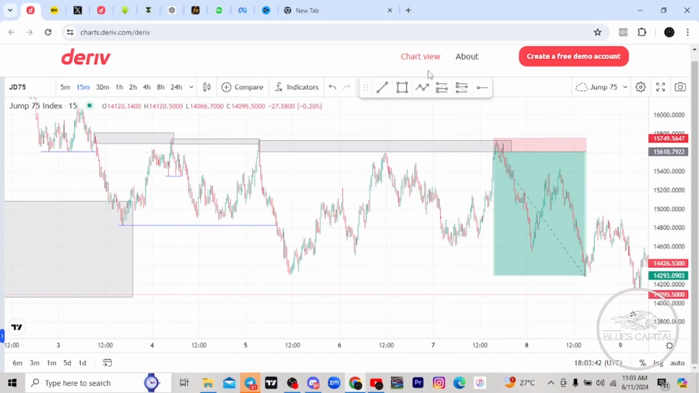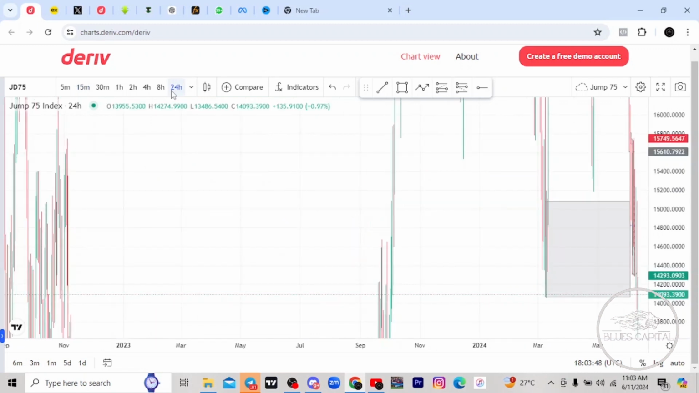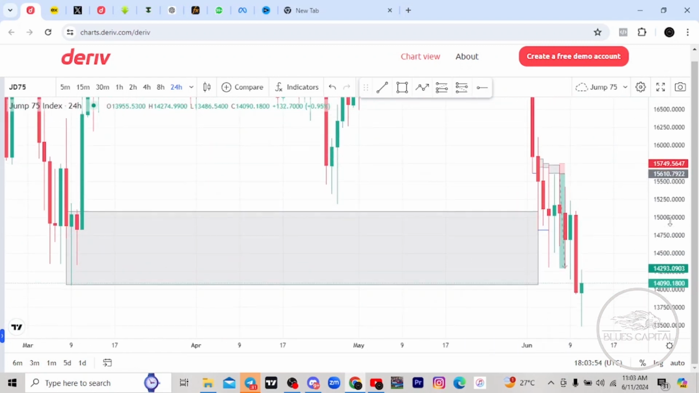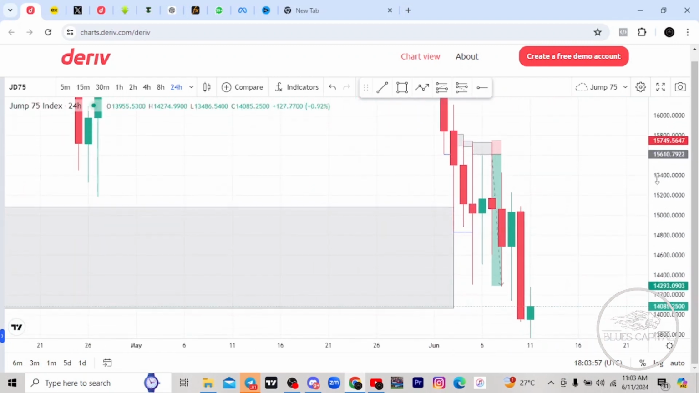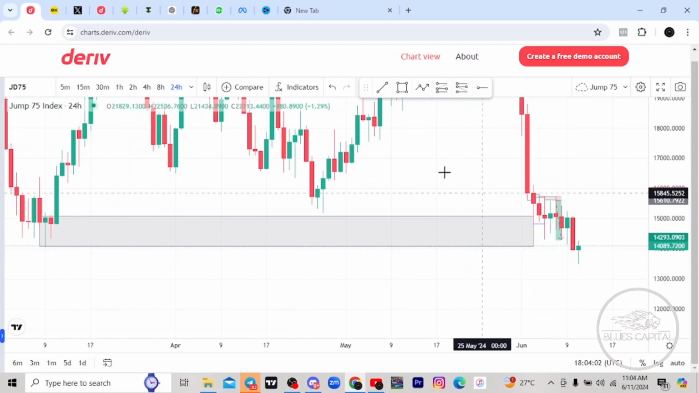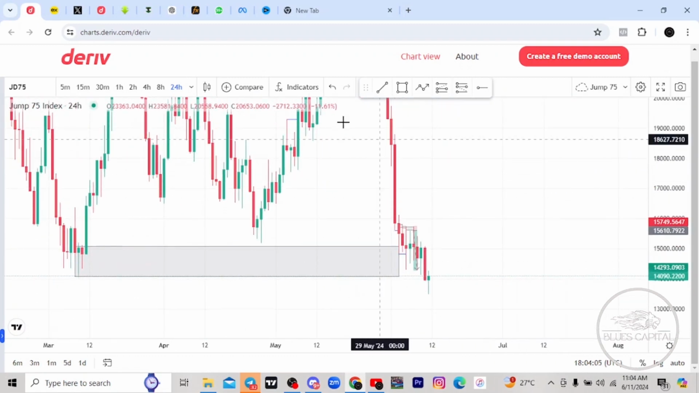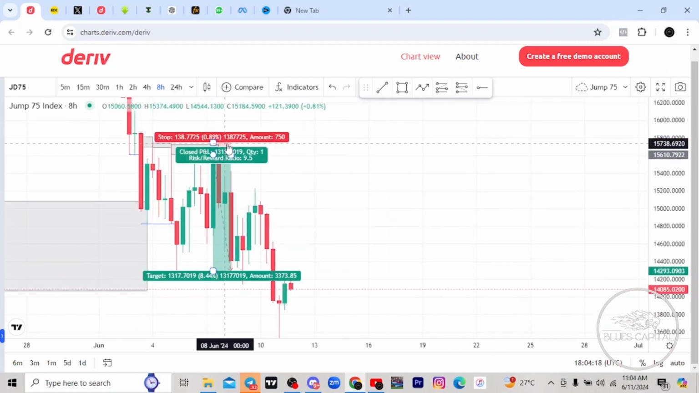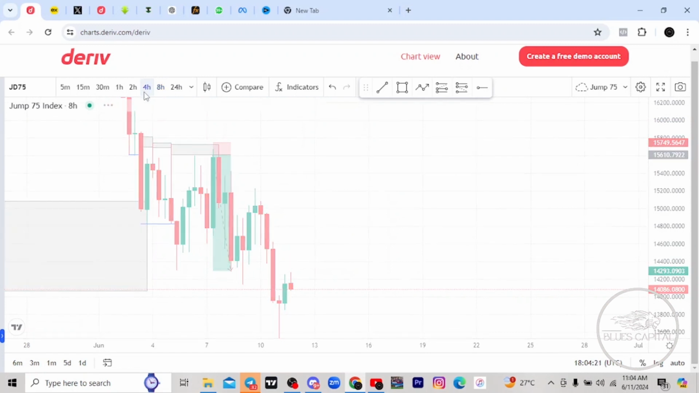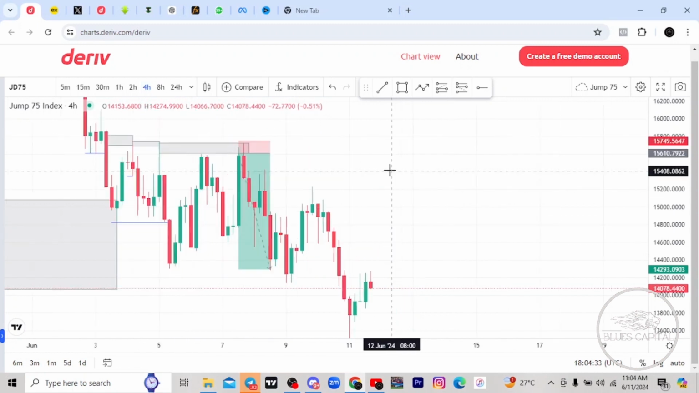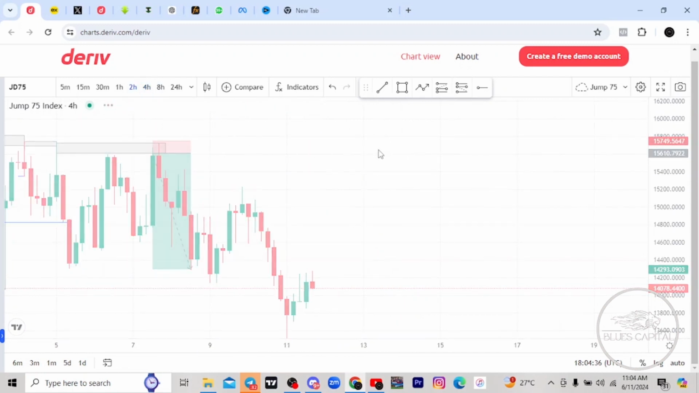How did I catch this trade? Let's start from the high time frame, which is our top down analysis, 24 hours. On 24 hours, can you see the market is bearish? This is a bearish trend on 24 hours, showing the market is bearish. Moving down to 8 hours, you can see the market is still bearish. Let's move down to 4 hours. On 4 hours, you can see the market is still bearish. So let's move down to 2 hours.